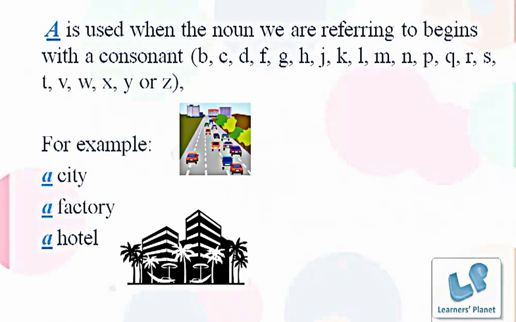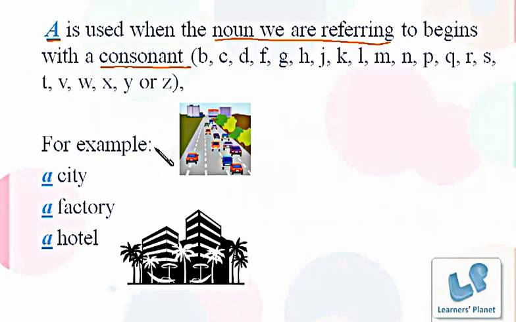Now let us see where the article a is used. A is used when the noun we are referring to begins with a consonant. What is a consonant? Consonants include B, C, D, F, G, H, J, K, L, M, N, P, Q, R, S, T, V, W, X, Y, and Z. Consonants include all the English alphabets except for the vowels. So now a is used with a noun when the noun we are referring to begins with a consonant or has a consonant sound.